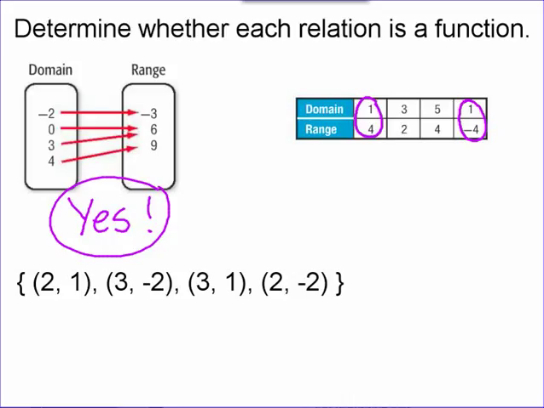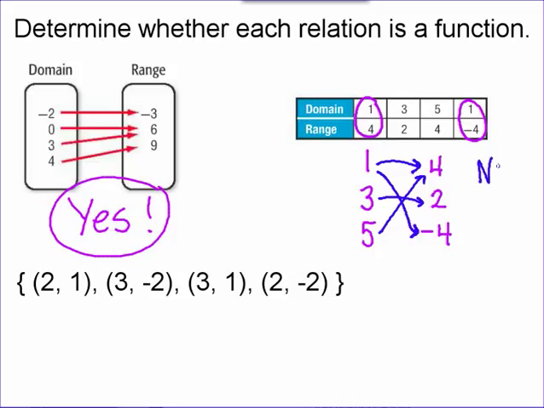So if I were to draw this as a mapping, because maybe that would make a little better sense. Let's draw that as a mapping. 1 goes to 4, 3 goes to 2, 5 goes to 4, and then the very last one, 1 goes to -4. So 1 actually has 2 arrows. It goes to 2 different range values. So as a result, this is not a function.